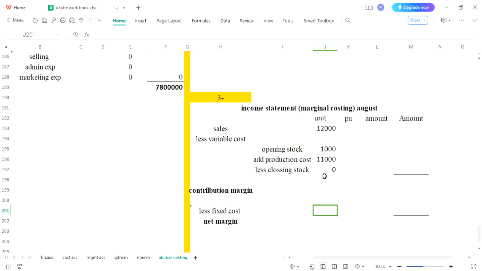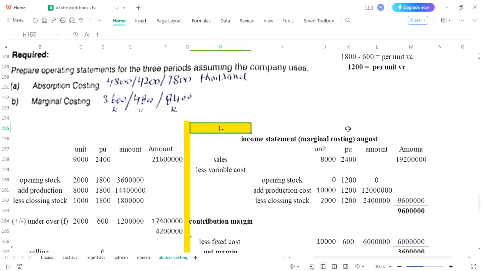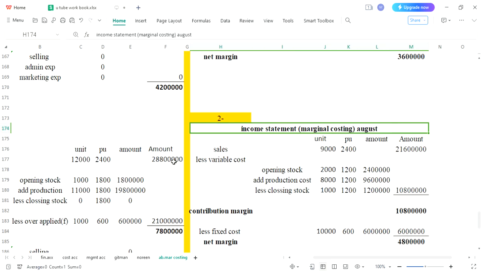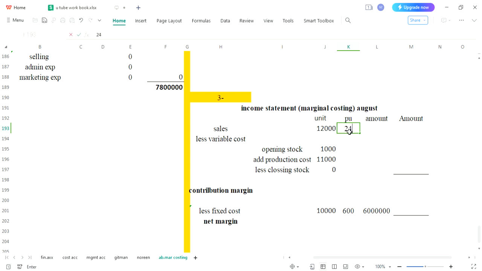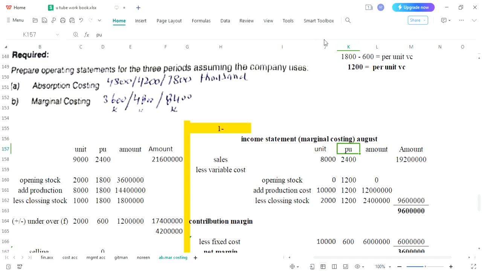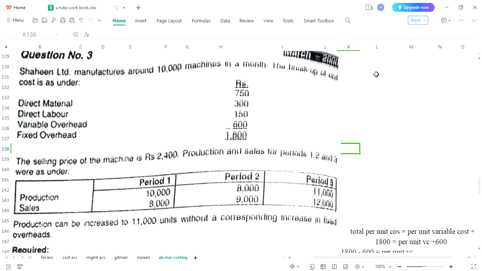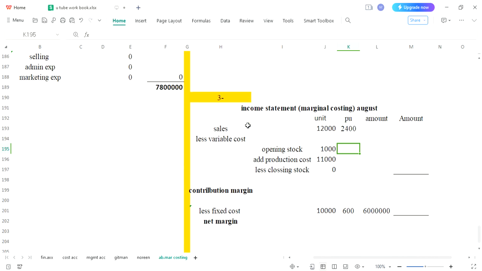Fixed cost as usual. For 10,000 it was 600 per unit. So it will remain the same, number of units 10,000 multiplied by 600 per unit. So we have got our fixed cost. Unit side is completed. Now we will see per unit sales, for which we will go to the question. 2400 sale price per unit, put it over here. For opening stock we need variable cost, and as you know we have calculated variable cost in this way. This is the third time we are using variable cost. Out of this total 1800, 600 was fixed, remaining 1200 was variable cost. So you will put 1200 variable cost over here, and this variable cost would be used in a similar way for production and closing stock.